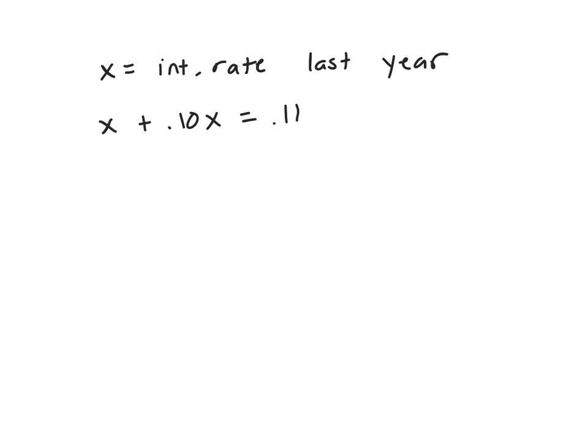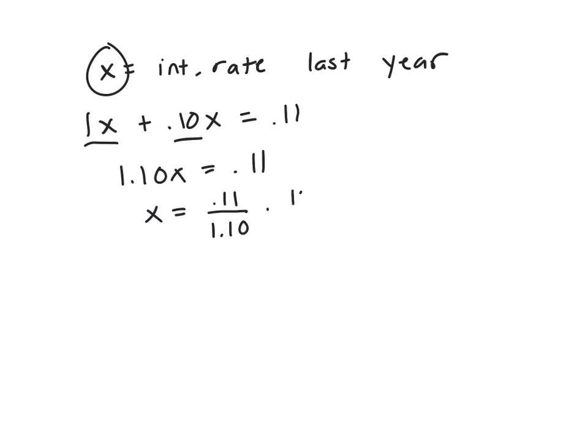So I just need, and it says what was the annual interest rate last year. So I just need to find X. There's a 1 there. So add these together and I get 1.10X equals 0.11. And then divide both sides by 1.10.